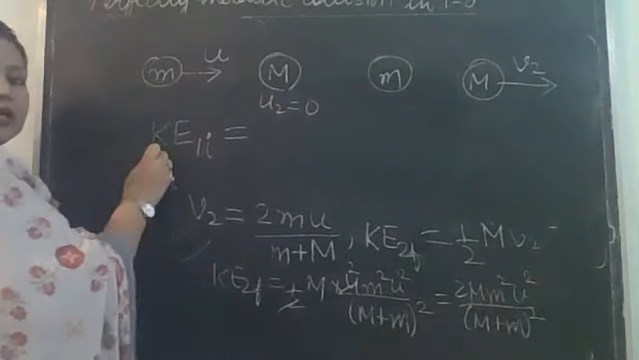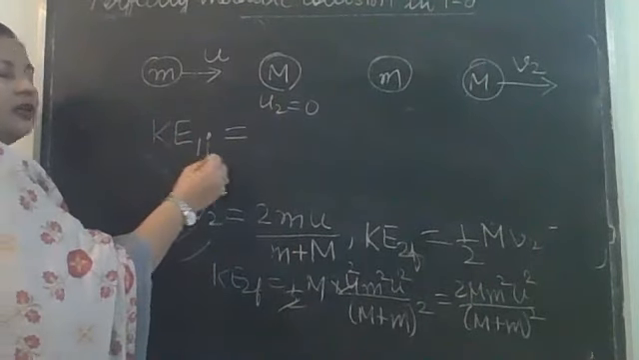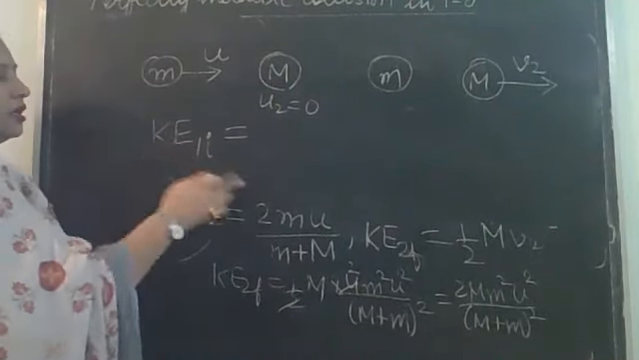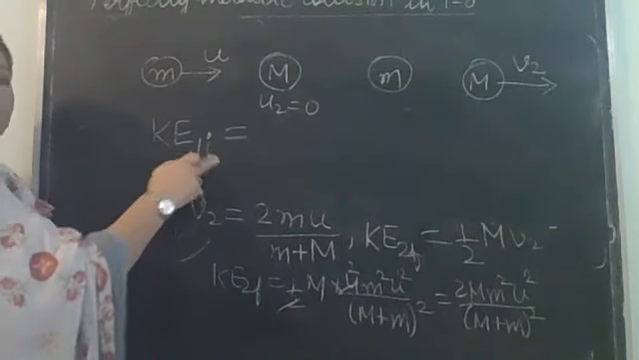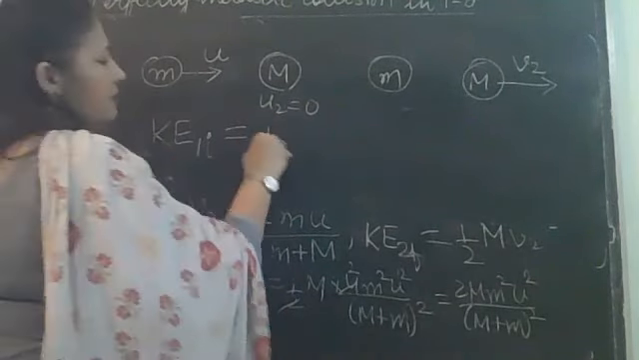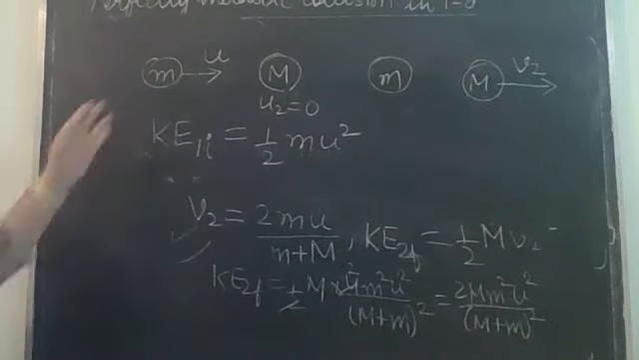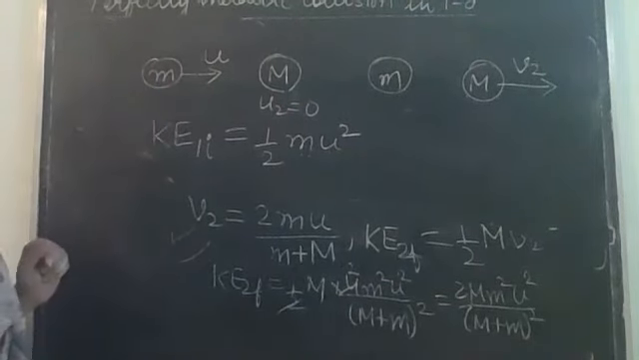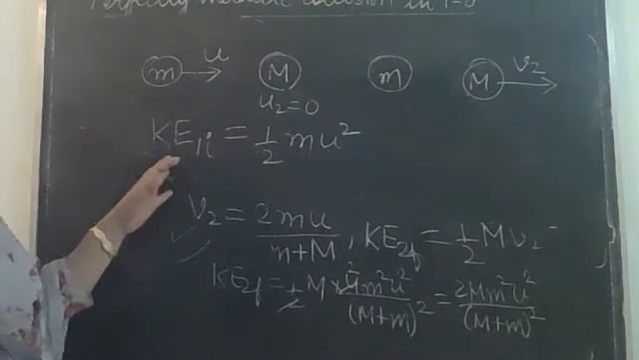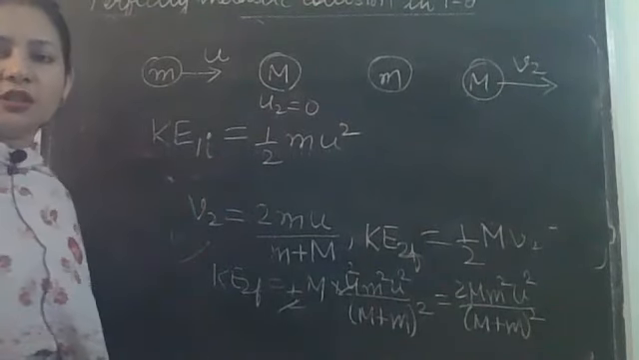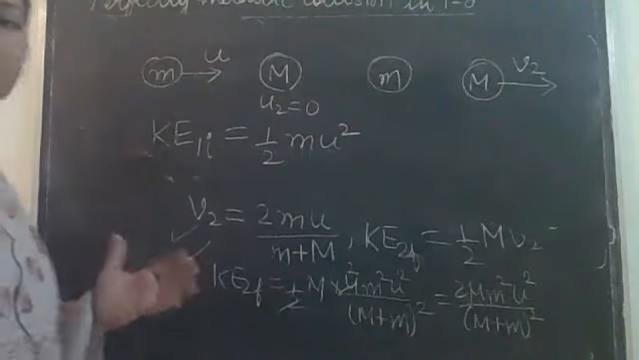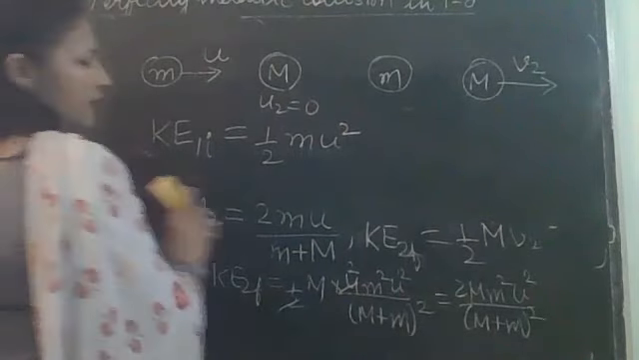So let us call it KE1i, kinetic energy of the first particle before the collision. So that will be half m u square. Simply that is half m u square. How much fraction of this much energy is transferred? Let us find out by finding the ratio.